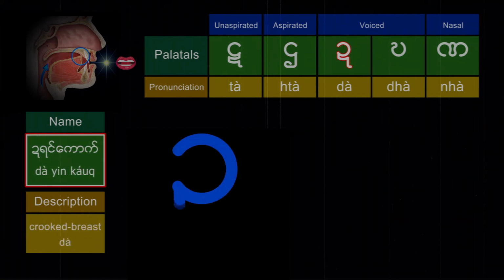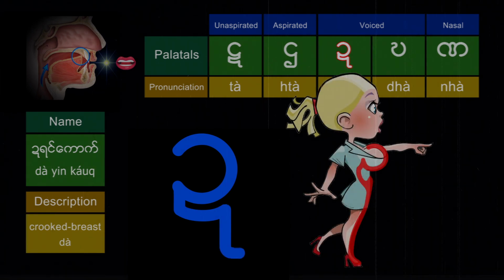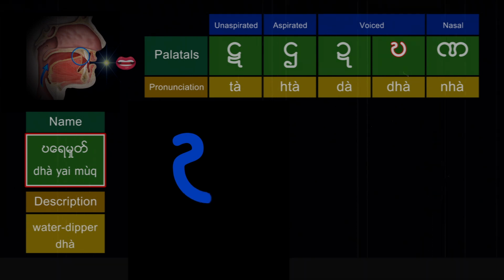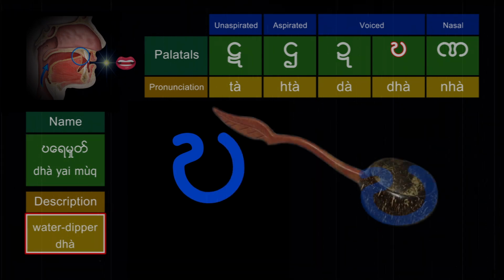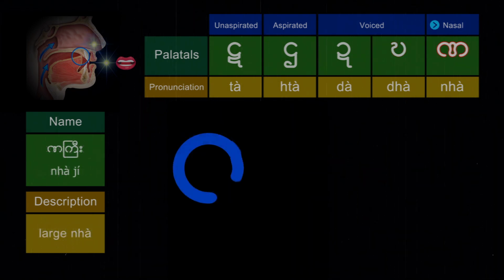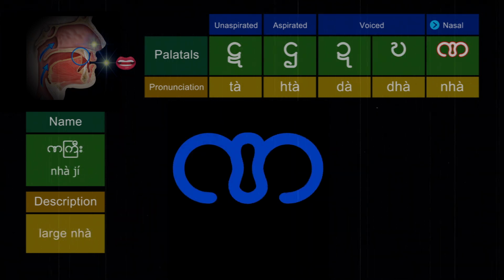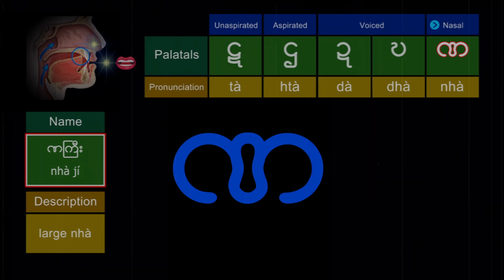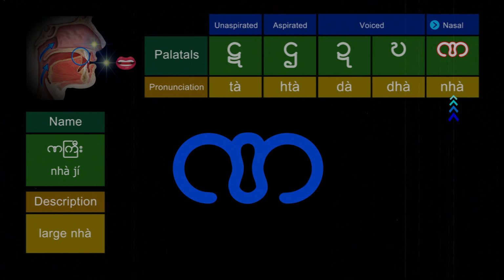Da Yin Kau means crooked breast da, and it gives a lighter tone da. Da Yi Mo means water dipper da, and it is pronounced as a heavy tone da. The last one in this group is called Na Ji, which means large Na, and it has a Na sound with a heavy tone.